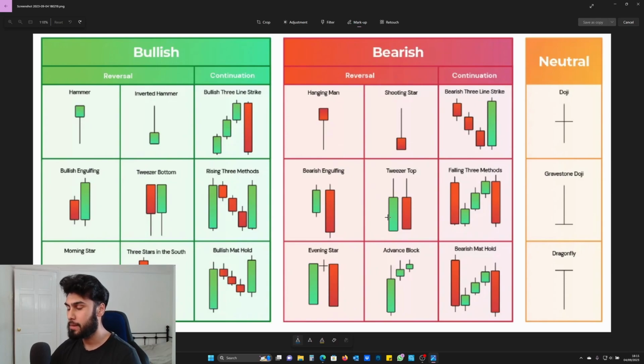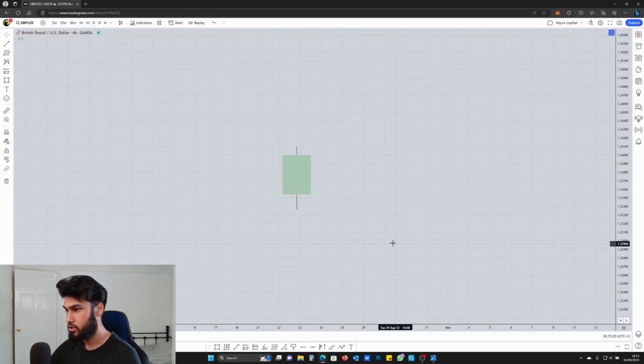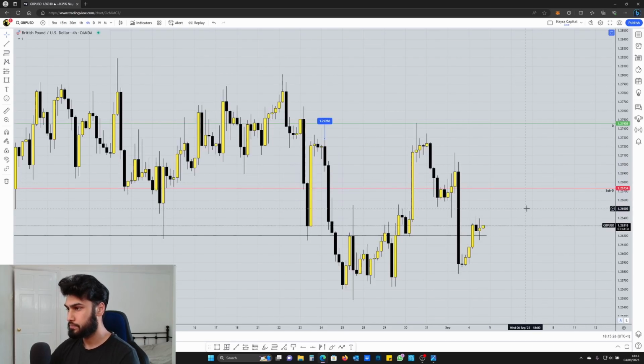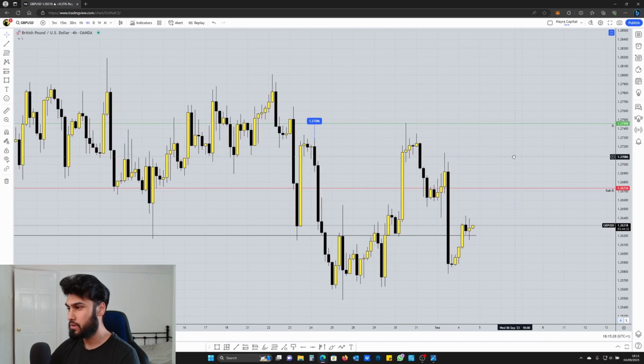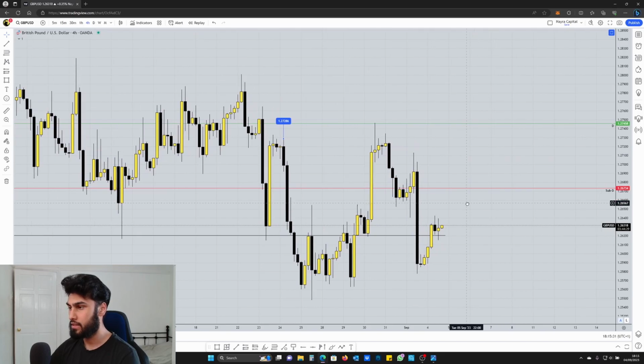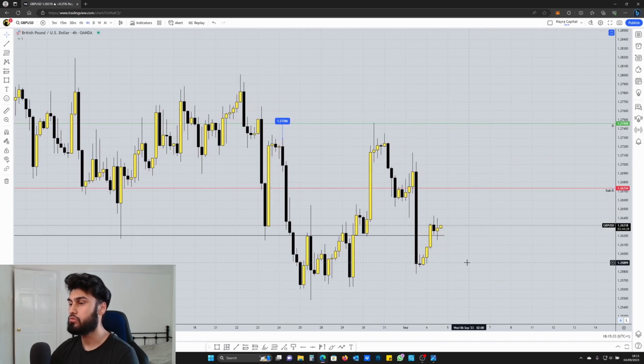Now another candlestick pattern which I would want to emphasize, and which is very important and I also use, are the double tops and the double bottoms. So if you come on over to my TradingView and we get rid of this right over here, double tops and double bottoms are very important and very effective, especially at levels of support and resistance.